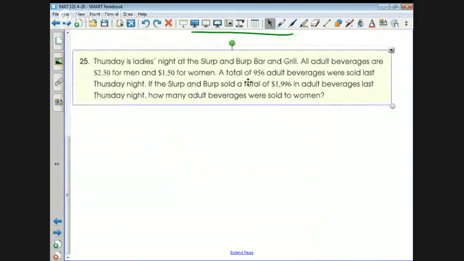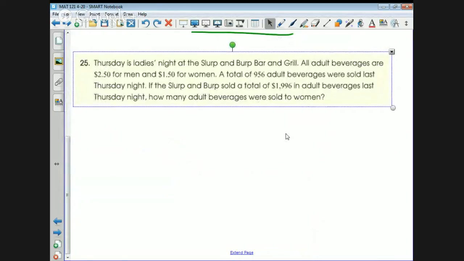So we have here that Thursday is ladies' night at the Slurp and Burp Bar and Grill. All beverages are $2.50 for men and $1.50 for women. A total of 956 adult beverages were sold last Thursday night. So if the Slurp and Burp sold a total of $1,996 in adult beverages last Thursday night, how many adult beverages were sold to women? It's like, okay, where do I even start with this?